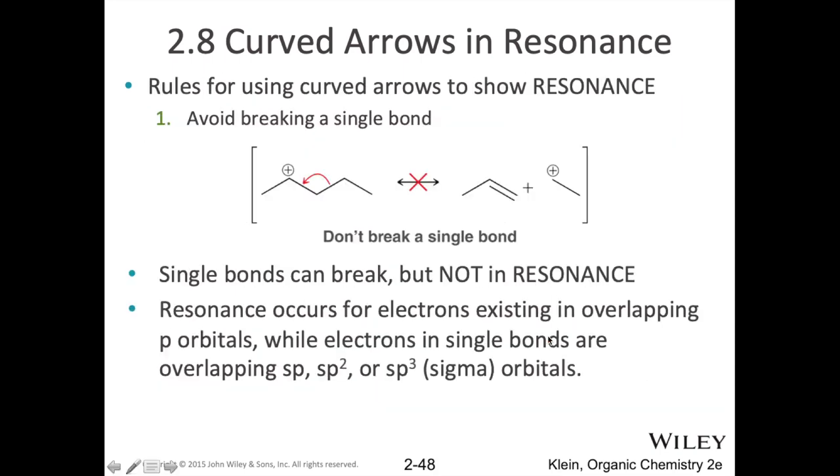With that in mind, let's talk about the rules to keep when showing resonance arrows. Basically, you don't want to break any single bonds. You've got to watch out for any steps that would do that. That's not resonance. You're not going to break a sigma bond in resonance. It's possible to break sigma bonds in a chemical reaction, and we will use curved arrows to show those, but it will not happen in resonance. Notice that here we have a double-headed arrow to show that these are 2 resonance structures. This doesn't make sense if we're going to break this bond here. That wouldn't be resonance.